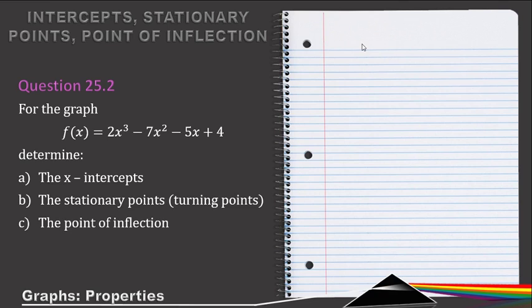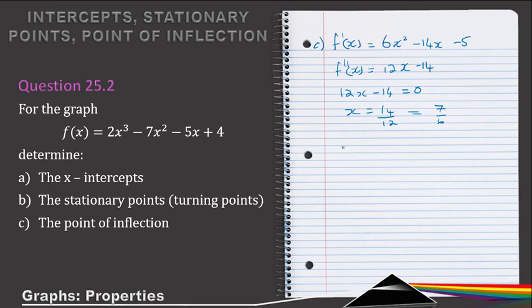Okay, now finally for the point of inflection. So C, we need the second derivative. So the first derivative was equal to 6x squared minus 14x minus 5. And then the second derivative would be equal to 12x minus 14. So if I equal that to 0 and solve for x, then x should be equal to 14 over 12. And just to simplify that, x is then equal to 7 over 6.